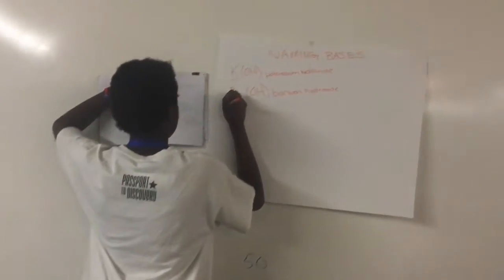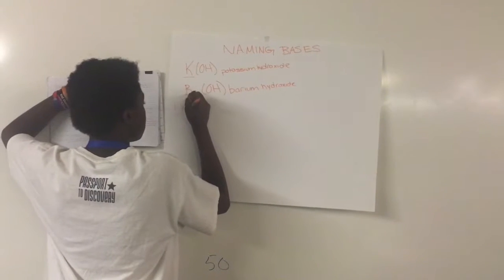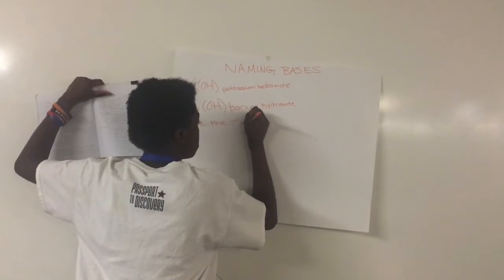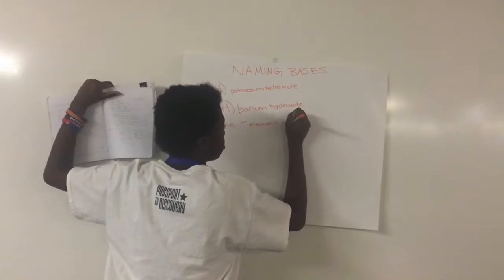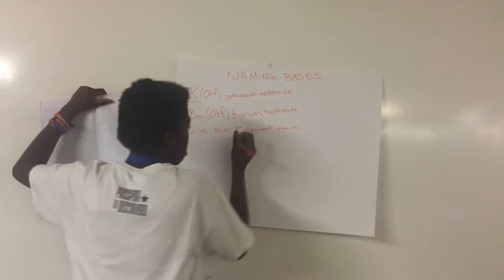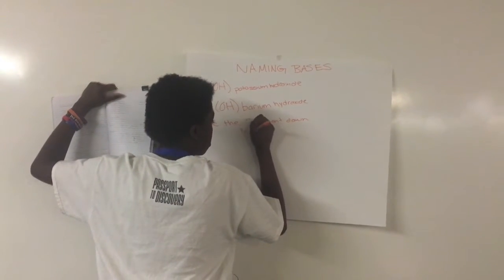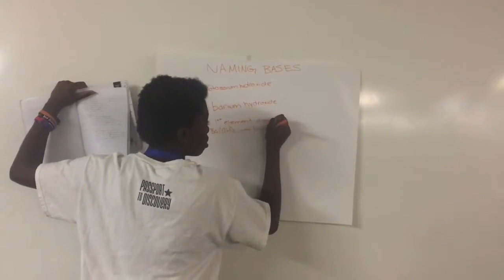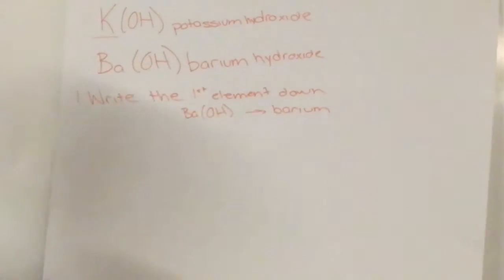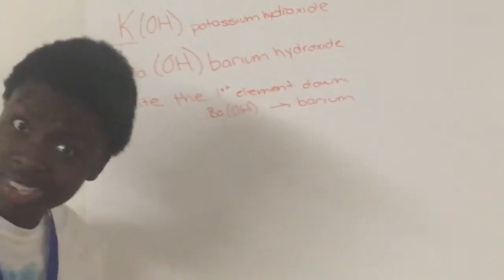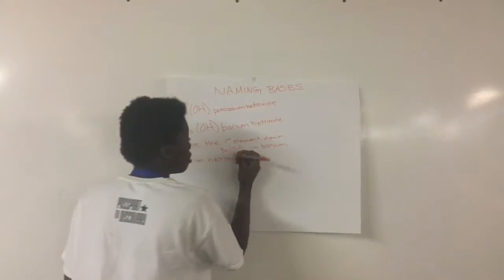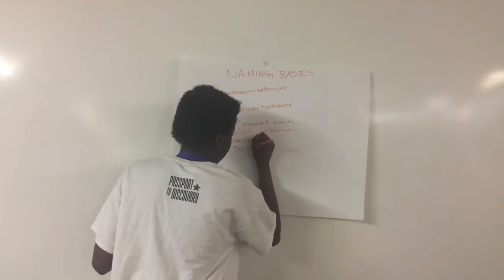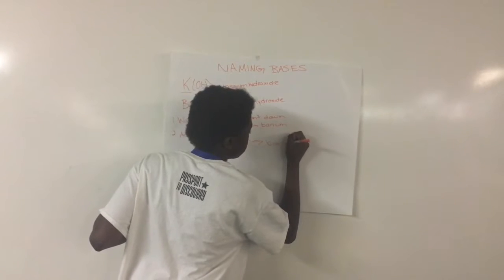So write the first element down. Like for example, let me put it down at the bottom. You would write barium for the first part. Now, for the second part, you just add on hydroxide. So this would be barium hydroxide. Easy enough.